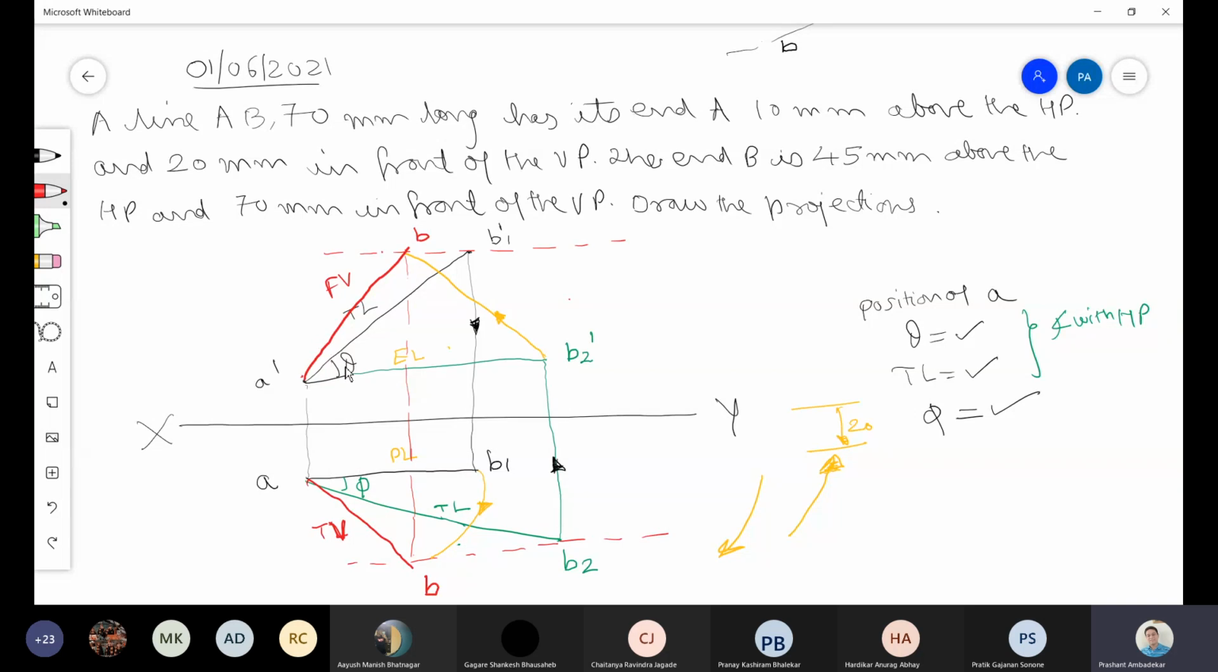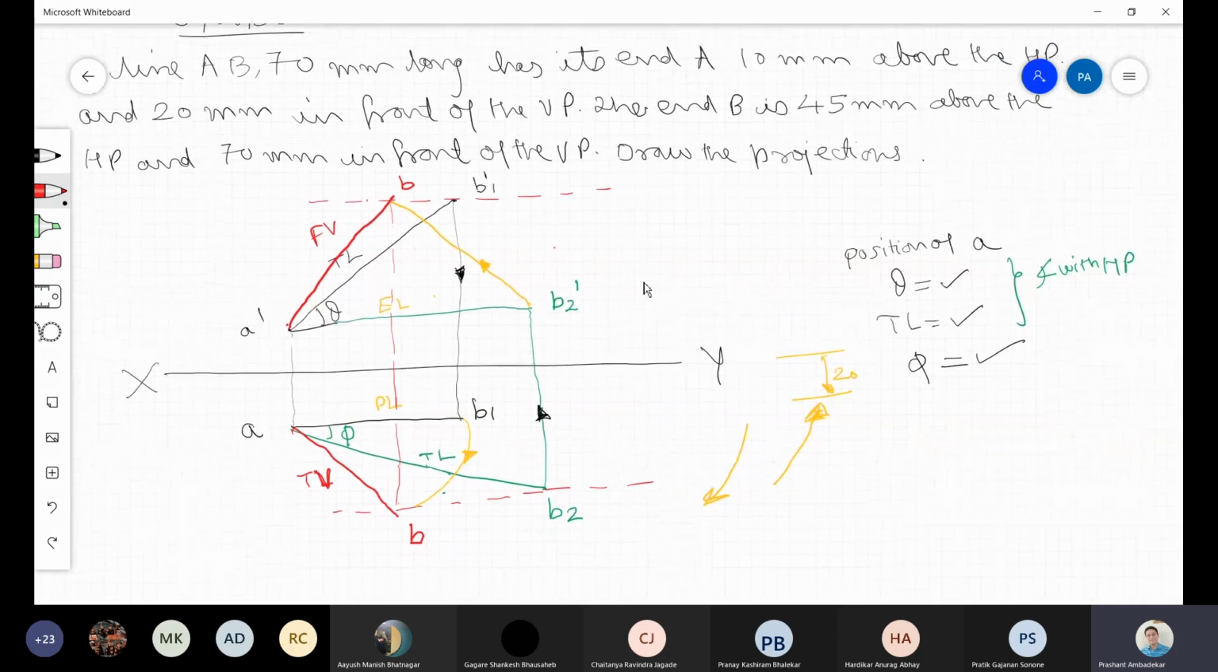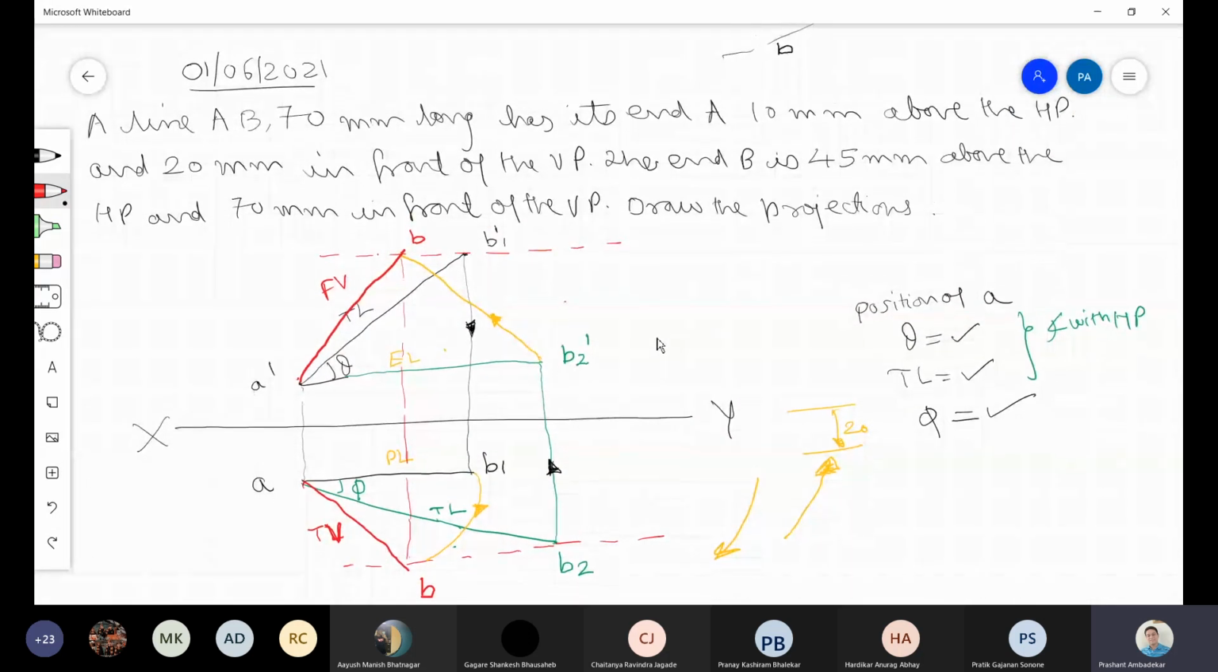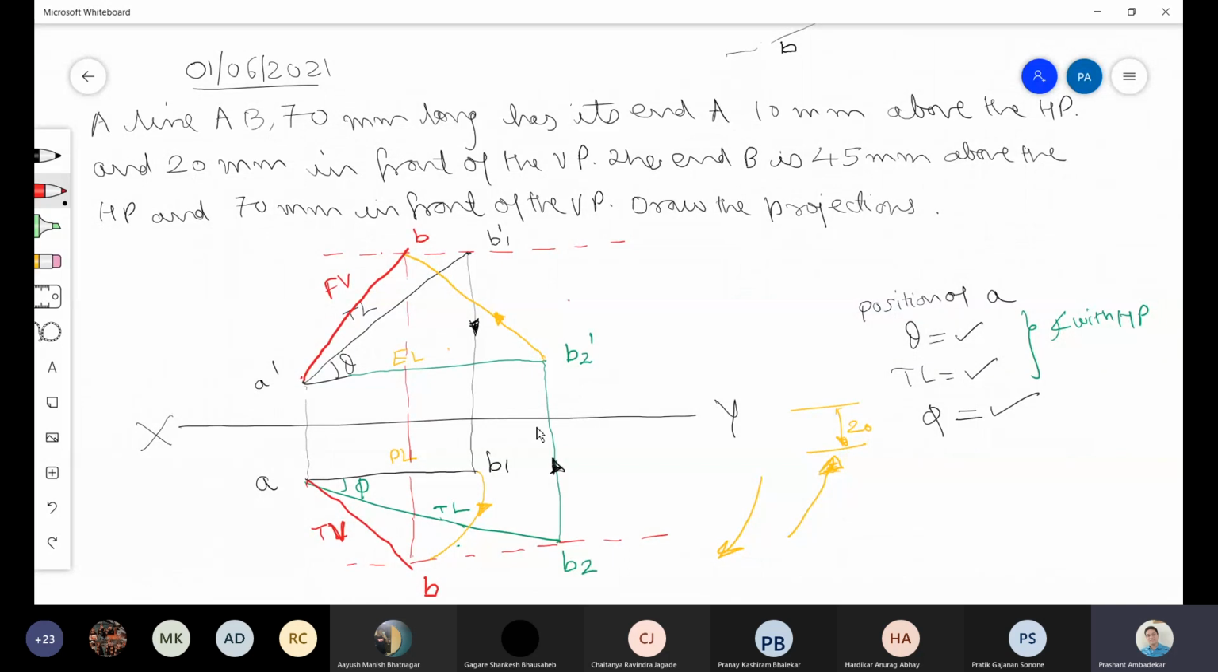Theta is the angle made by the line with respect to the horizontal plane, and phi is the angle made by the line with respect to the vertical plane. Alpha is the angle made by the front view with the horizontal plane, and beta is the angle made by the top view with the horizontal plane. This is clear to all of you. I don't think there is any doubt in this. Now, if this is fixed in your mind, you can solve any question.